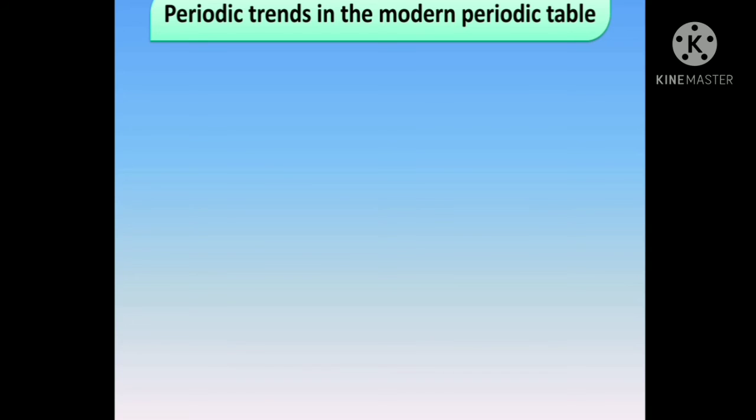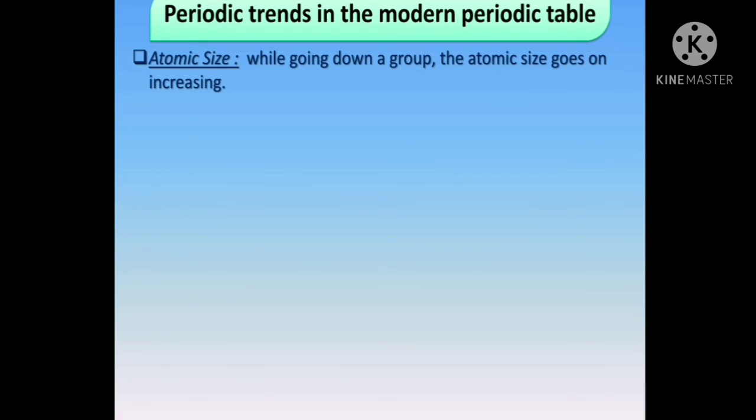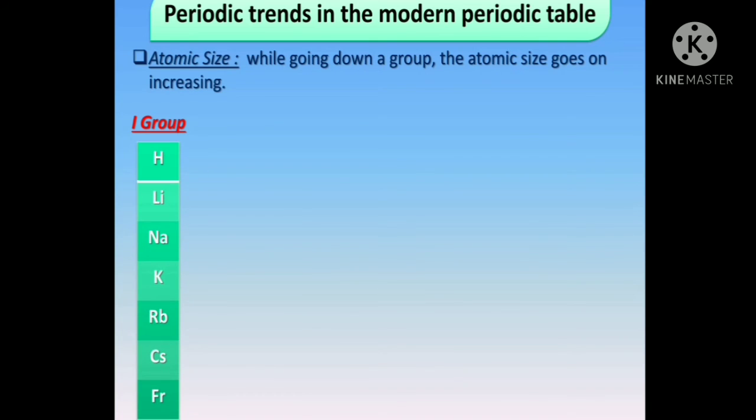Let us study the periodic trend in the modern periodic table with atomic size in a group. While going down a group, the atomic size goes on increasing. Let us understand how this occurs. For that, let us consider group 1 elements. What are group 1 elements? Let us recall them. So these are group 1 elements. Let us consider their atomic size with the atomic number.